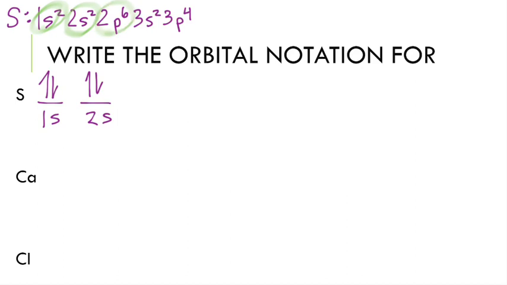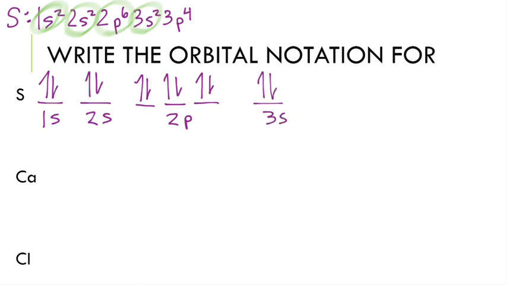2p6. P's get 3 lines. All of them share that 2p label, and then we're filling them all with doubled up electrons because we need 6 electrons on those 3 lines. Then 3s2, S's get 1 line. That gets 2 arrows because of the exponent. And then 3p4. 3p means 3 lines.